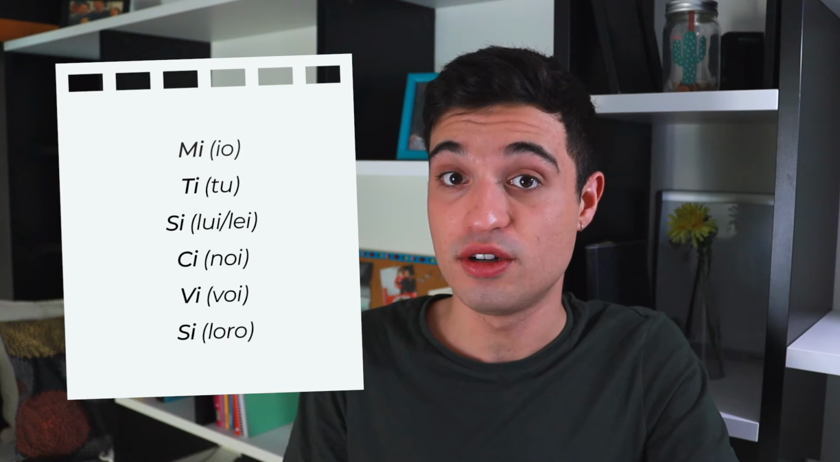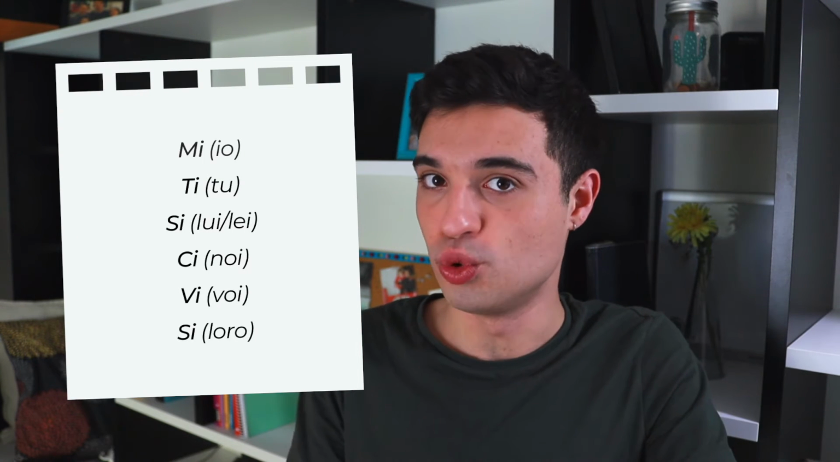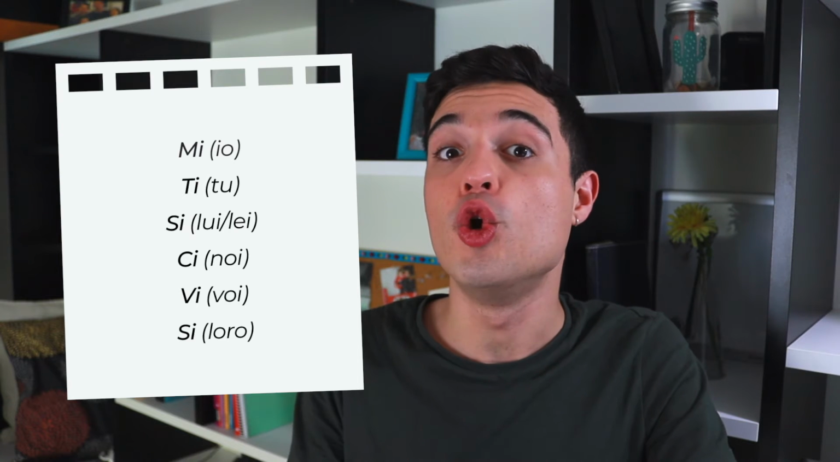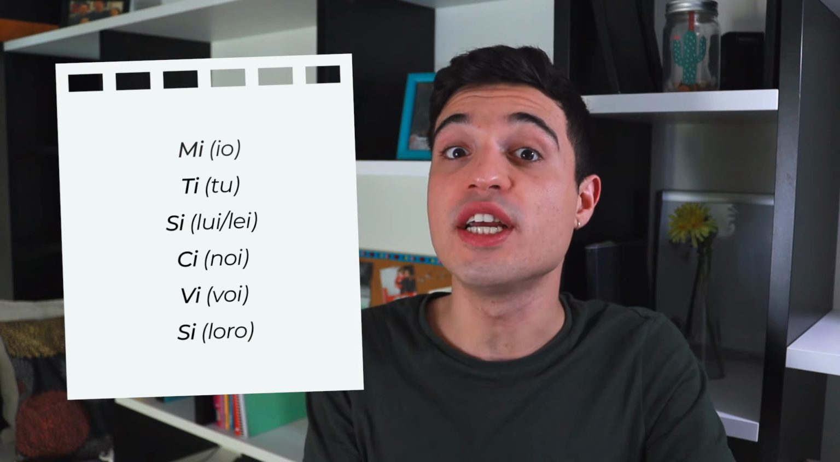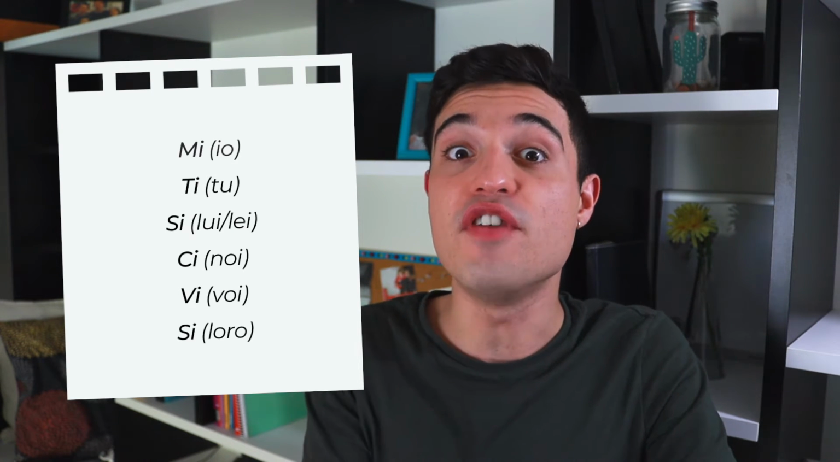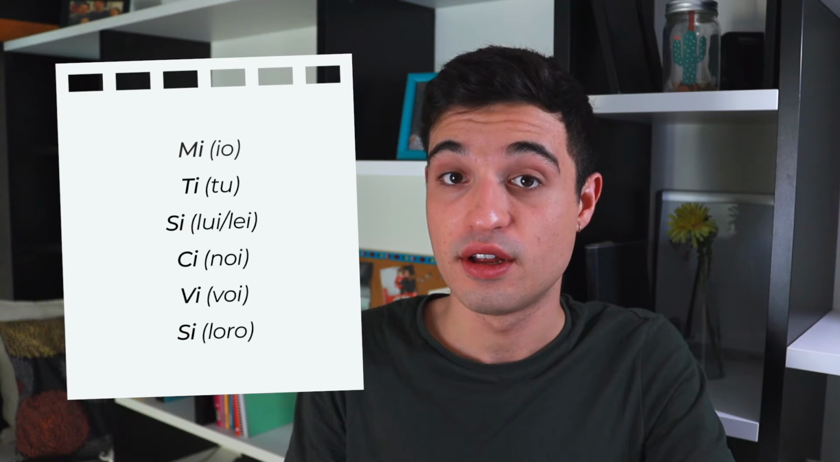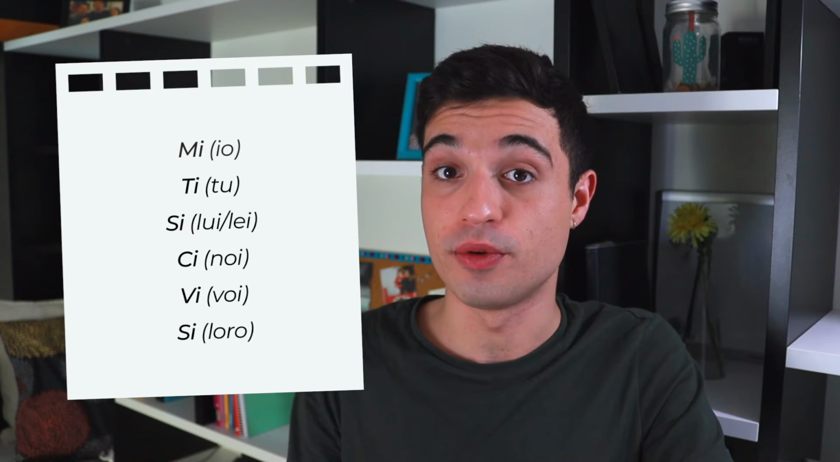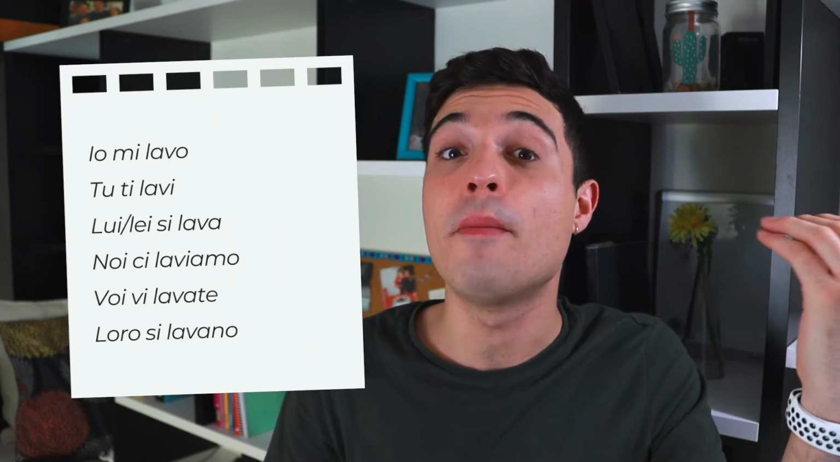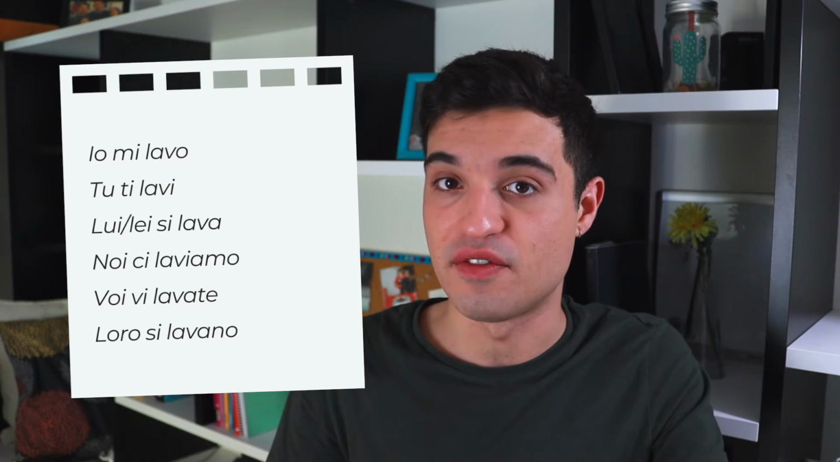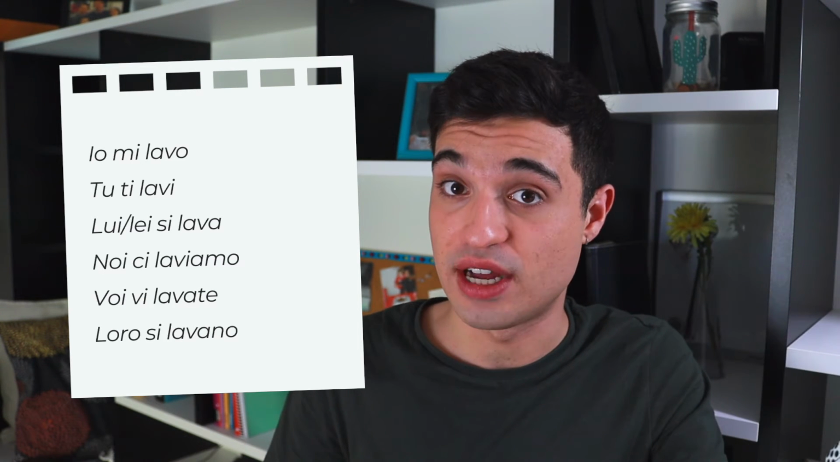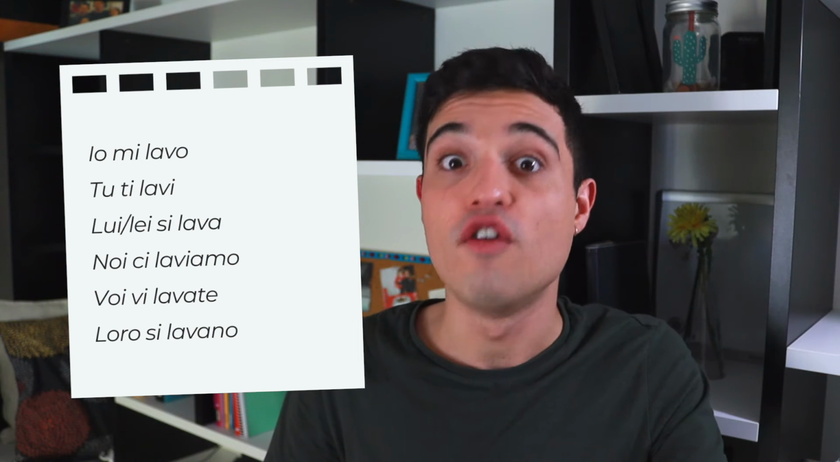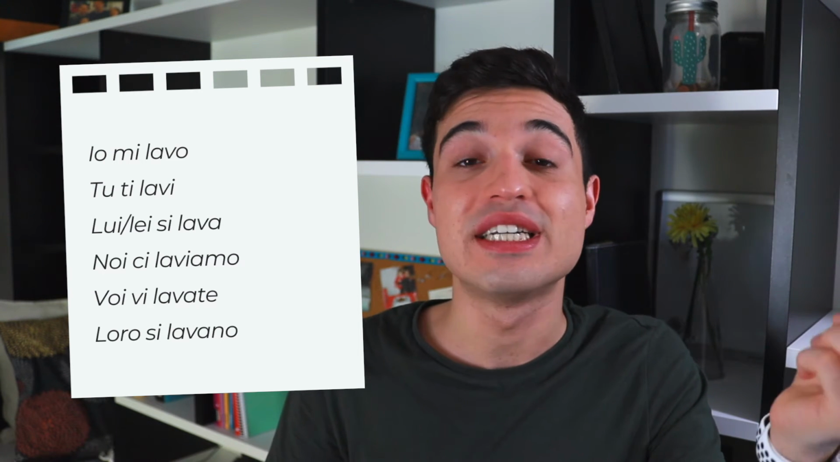The reflexive pronouns are mi for io, ti for tu, si for lui and lei, ci for noi, vi for voi, si for loro. Now let's conjugate the verb lavarsi, to wash oneself, to better understand how this works. Io mi lavo, tu ti lavi, lui lei si lava, noi ci laviamo, voi vi lavate, loro si lavano.